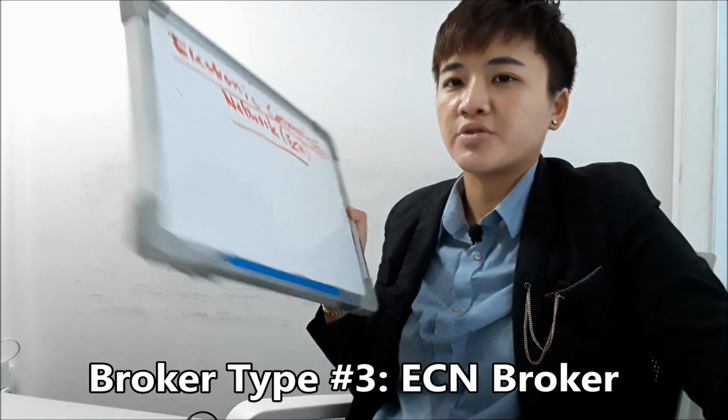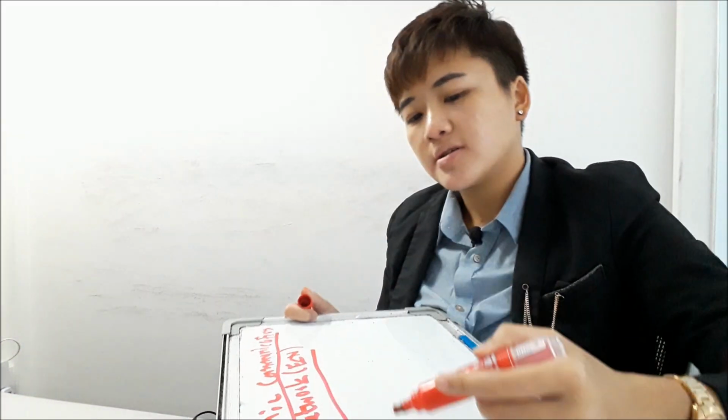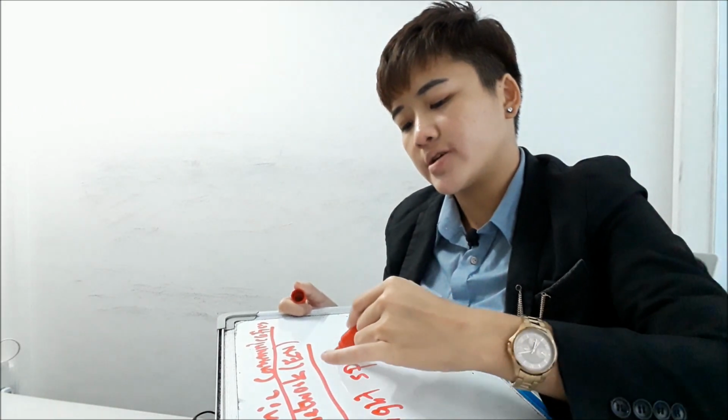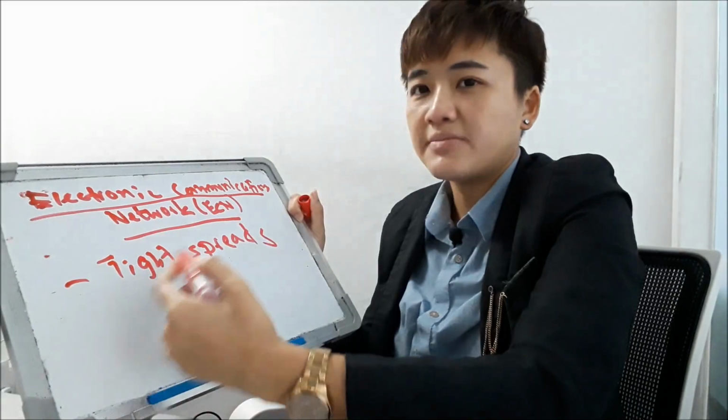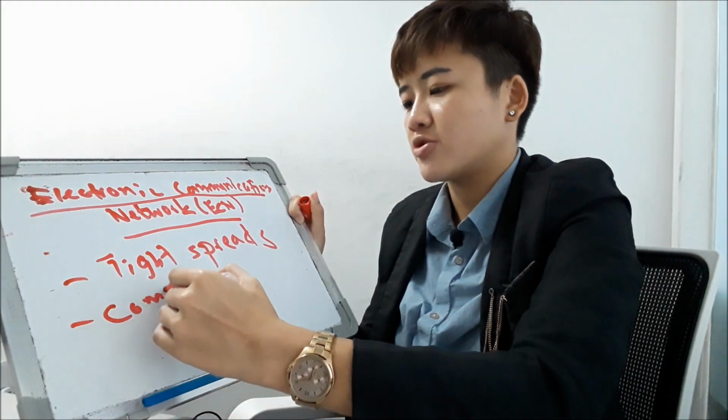Another type of broker very similar to STP is the ECN broker, in long form Electronic Communications Network. You'll find that they offer very tight spreads. But of course, if you choose the wrong one, it will offer not-so-good spreads. Some ECN brokers also charge commissions when you open a trade.